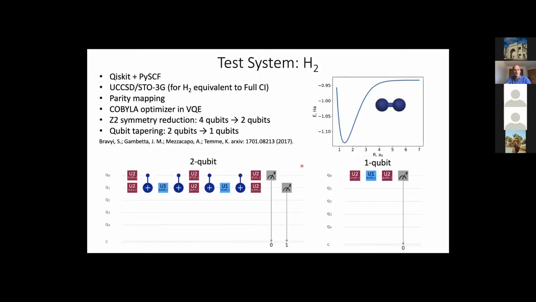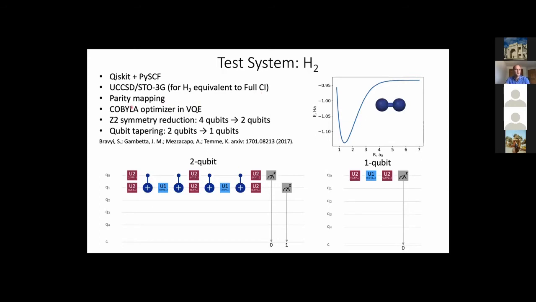We tested our approach on the H2 molecule using the Qiskit package for simulations on a quantum computer, and PySCF for classical quantum chemistry simulations. We used the unitary coupled cluster with the minimal basis set. And for H2, where we only have 4 spin orbitals, this approach is equivalent to full CI.